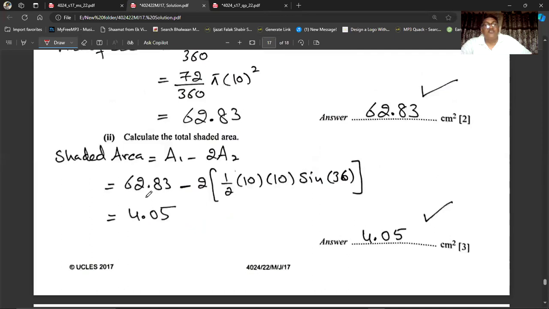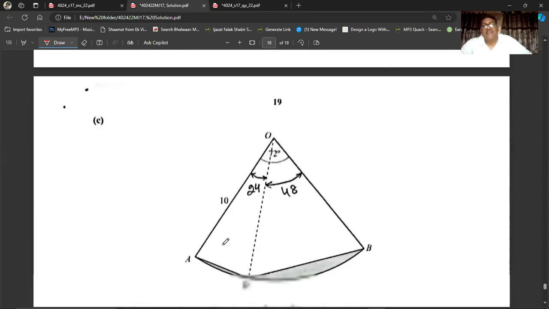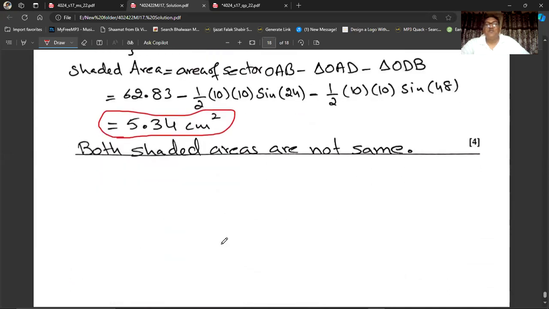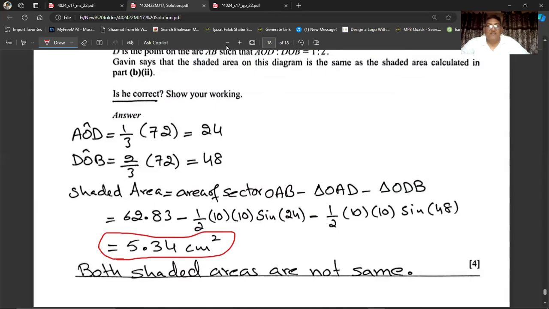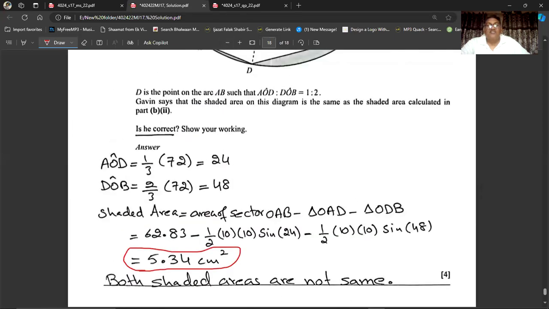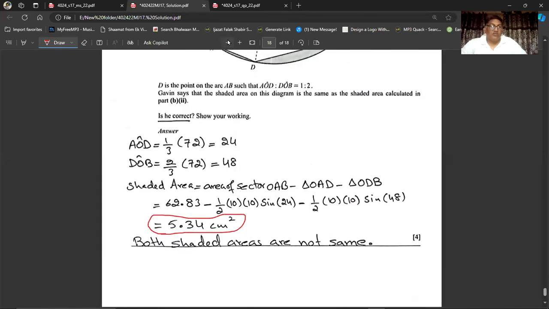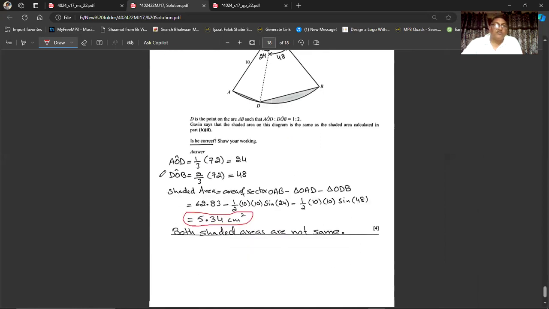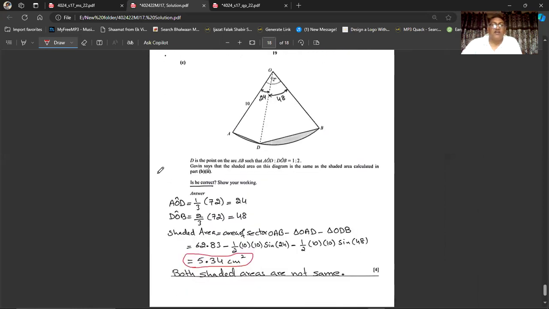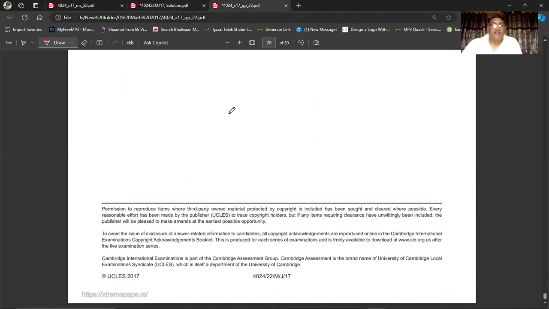The area of that shaded region was 4.05. Are they the same? No, sir. Both shaded areas are not the same. Hopefully you understand this question. This was question number 12, C part. We have reached the end of this paper.